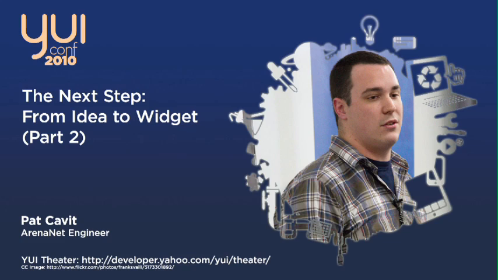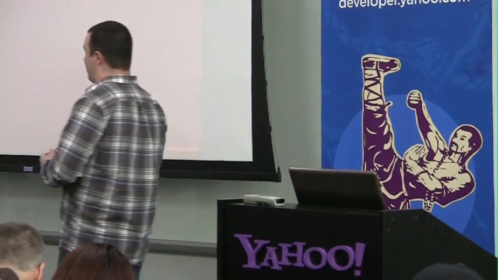So this is the next step, part two. If you guys were here for the previous session, Anthony talked about how you take an idea for something that you want to build in YUI 3 and slowly morph that into something that's going to be a reusable component that you're going to be able to take advantage of in the future, and how you take these ideas and these components and actually build them in YUI 3.